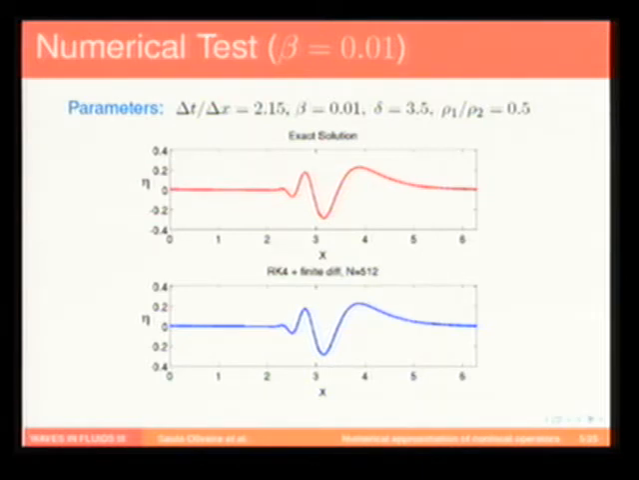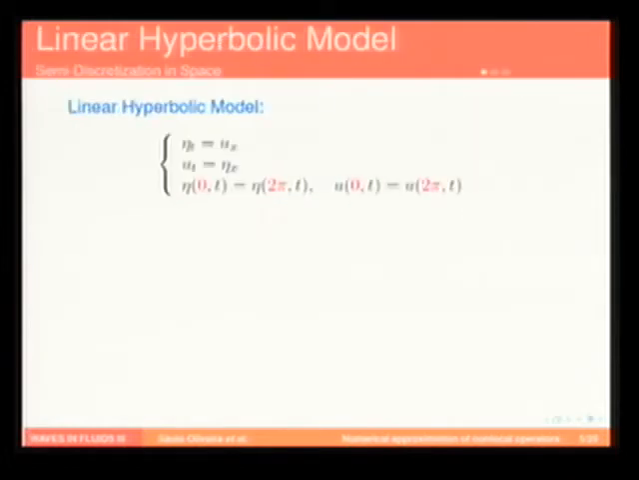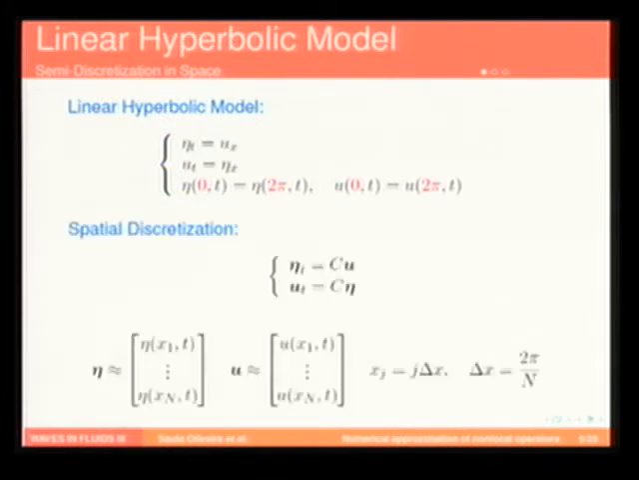What is the exact relation between this beta here, this dispersion parameter, and the maximum allowed, let's say, CFL ratio? That's what we want to understand. So as I said, let us begin with the very simple case, the plane wave equation with periodic boundary conditions.